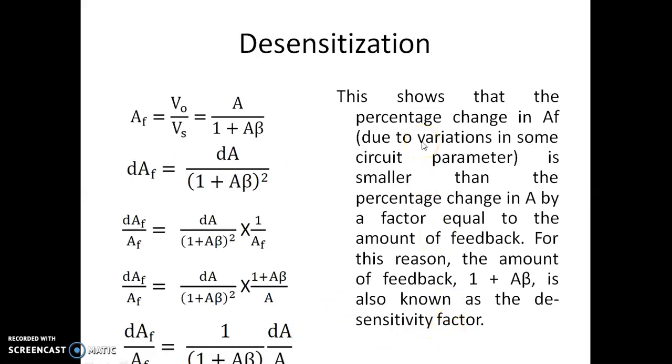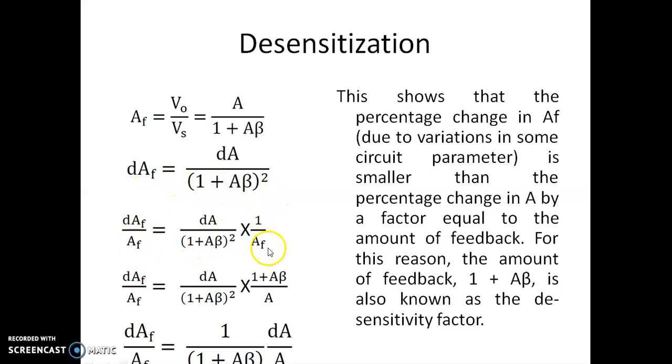Let us see how we understand this desensitization. We know that this is the expression for the closed loop gain. You differentiate this AF, and the differentiation of AF is given by this: dA by (1 plus A beta) whole square. Now this entire equation you divide by AF, that is, multiply by 1 over AF. So we are dividing this expression by AF on both sides, that is, on the left hand side as well as on the right hand side. You end up with this expression.